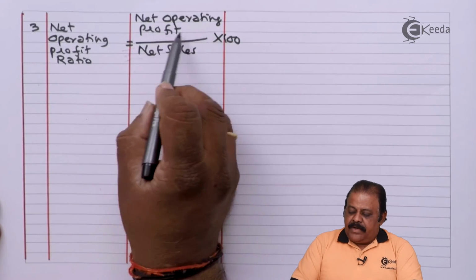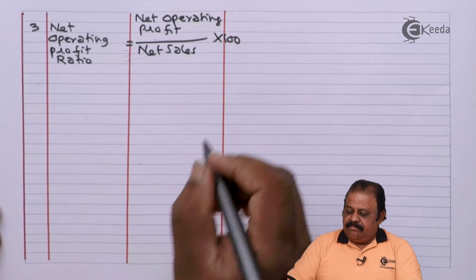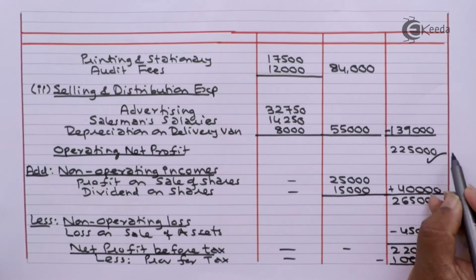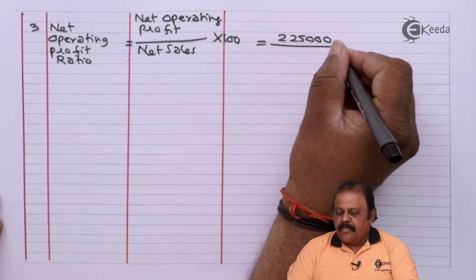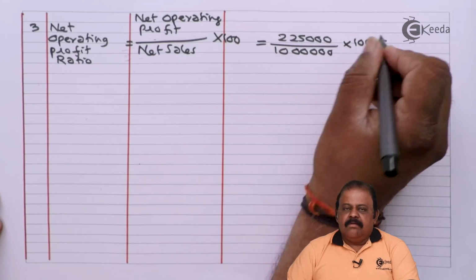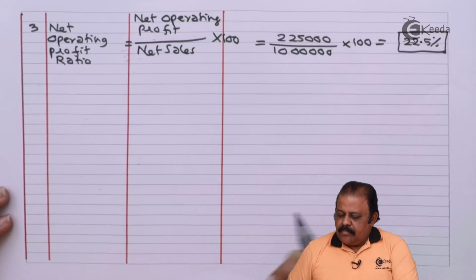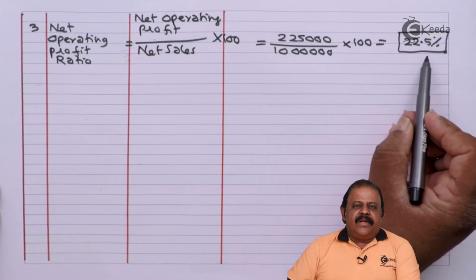Next we have net operating profit ratio. Formula is net operating profit divided by net sales multiplied by 100. Operating net profit 2,25,000 divided by net sales 10 lakhs multiplied by 100. So net operating profit ratio we got 22.5%.